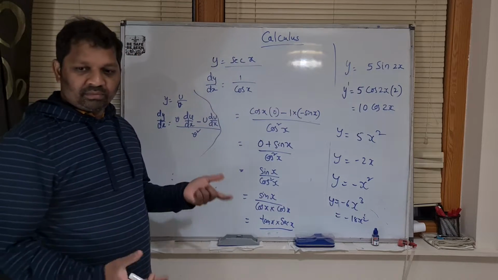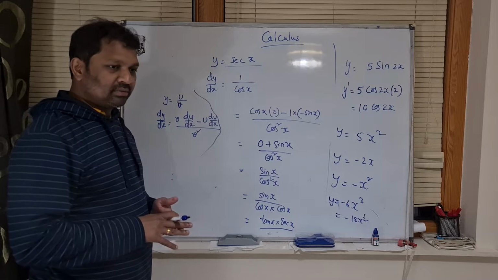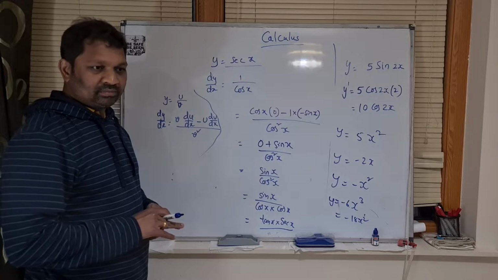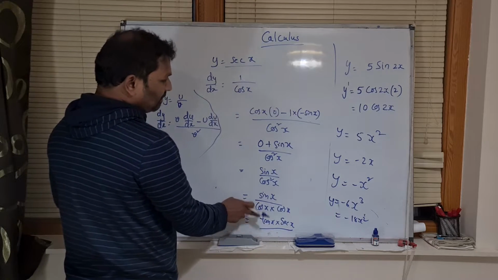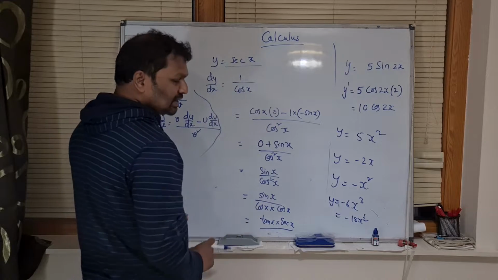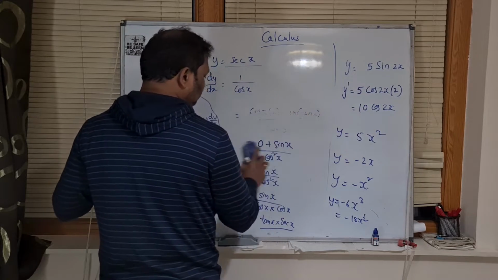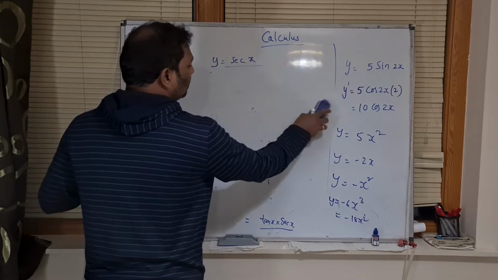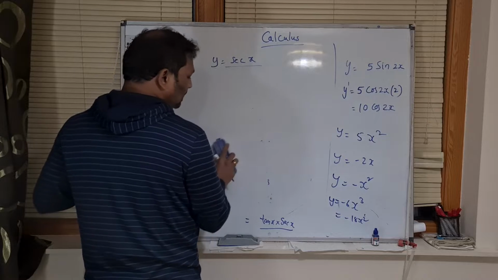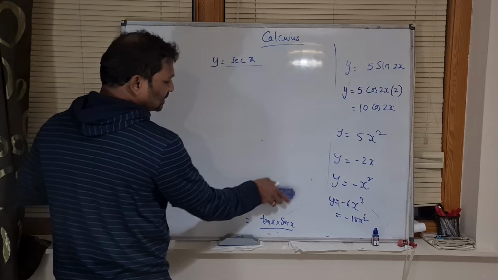Similarly, you can derive the other three trigonometric functions, such as cosecant and cotangent, in the same way. You know the formula for it. So now we derived it: the differentiation of secant x is secant x into tan x.